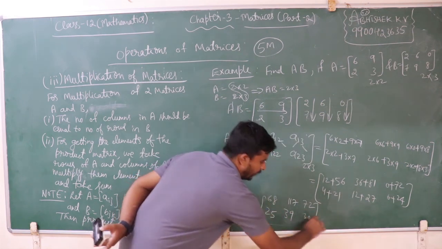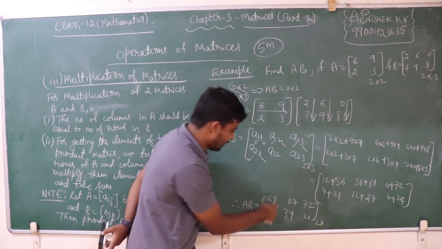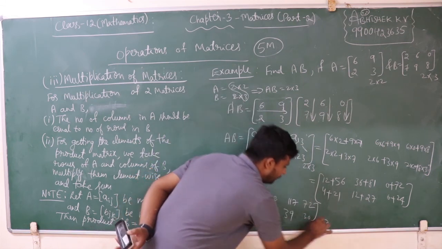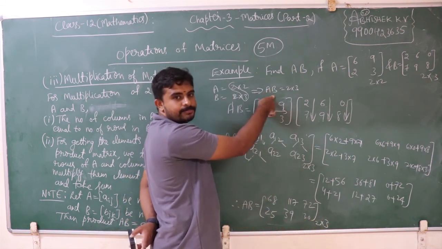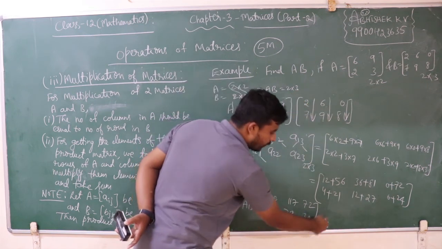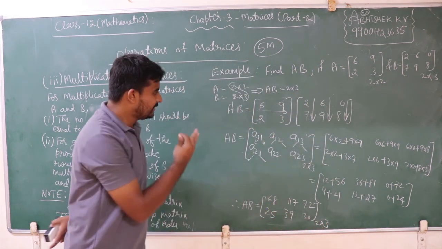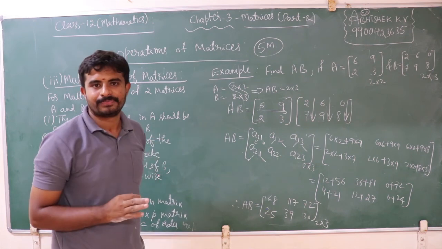See, first row, second row. First we should write the number of rows, then first column, second column, third column. The obtained matrix of this product is of order 2 by 3. See, this is how the multiplication goes.